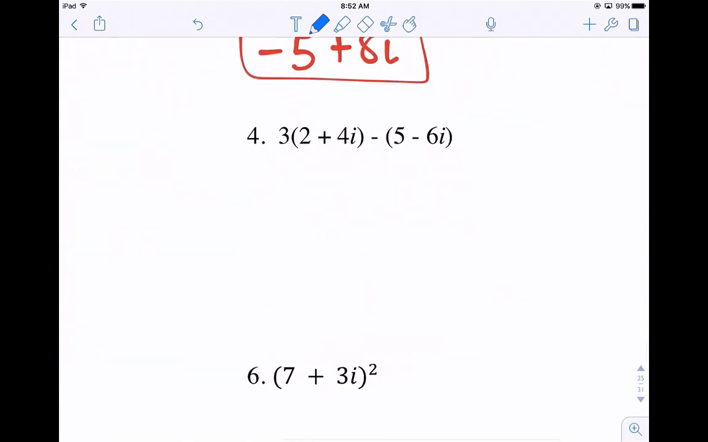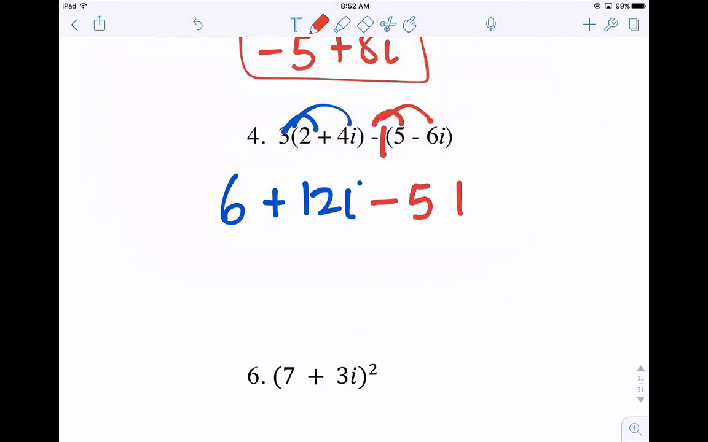Okay. Let's look at this one. Okay, we got to distribute first. 3 times 2 is 6. Plus we have 12i. Oh, we have to distribute again. There's this negative 1, so we'll distribute. We get negative 5 plus 6i.